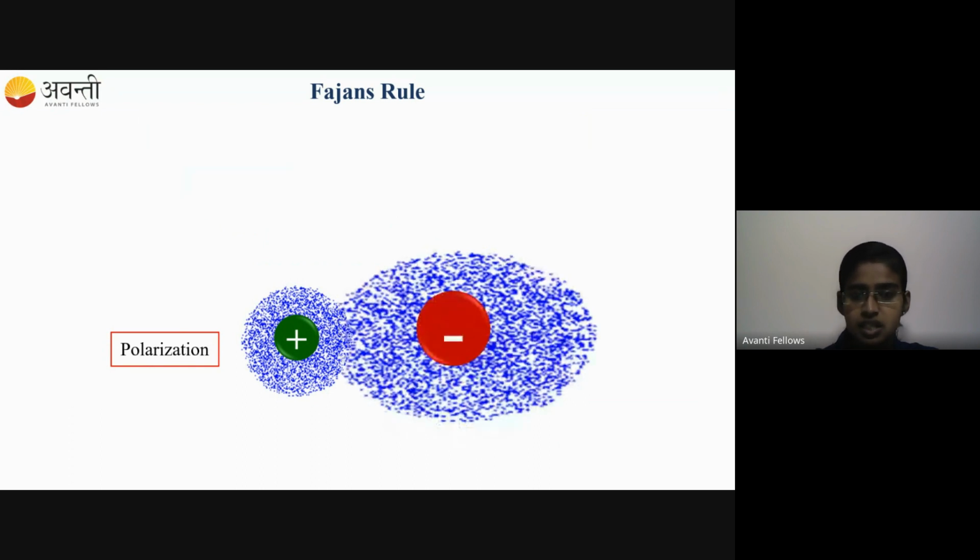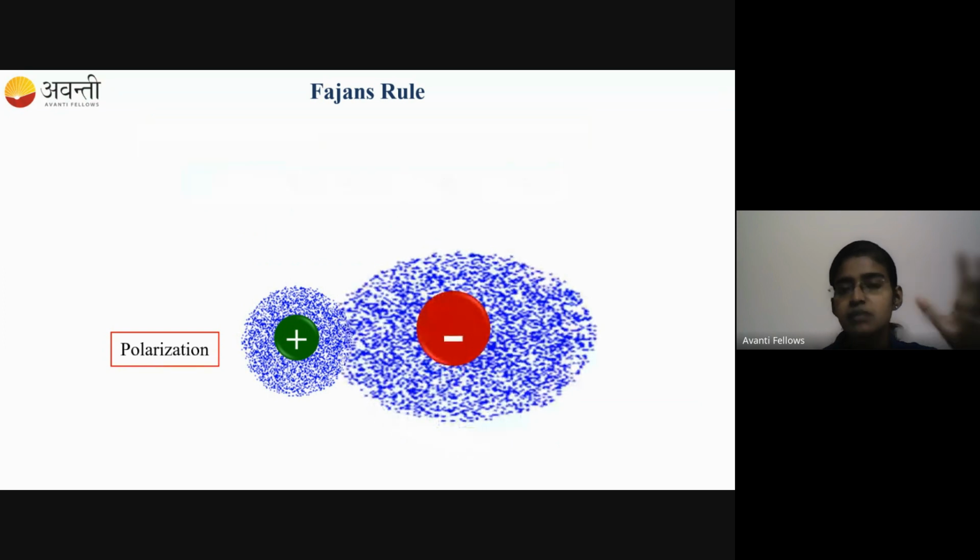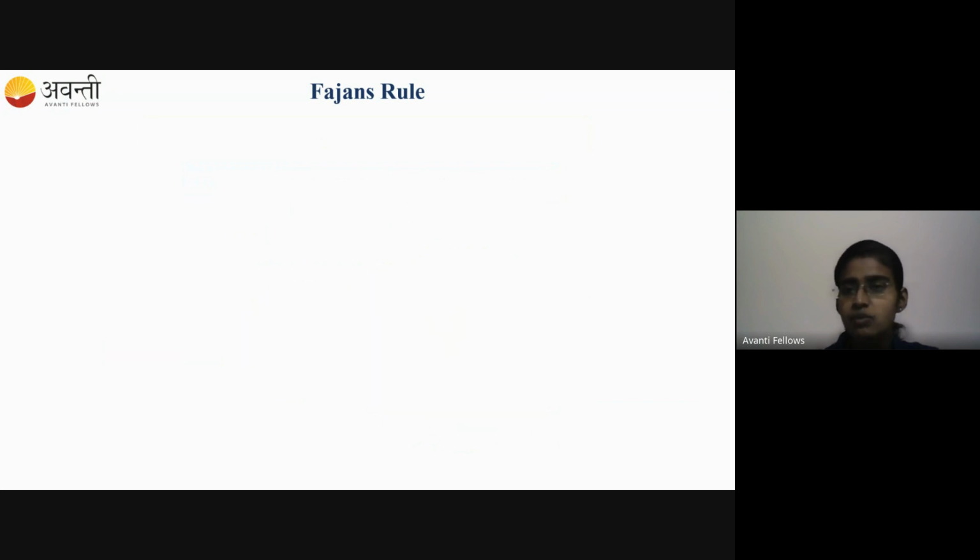You can see here there is a difference between the two pictures, right? Here the electron cloud is spherical in shape for the anion, whereas here it is a little bit distorted. This distortion or disturbance of the electron cloud of the anion by the cation is called polarization. Due to this polarization only, each ionic compound has some partial covalent character in it.